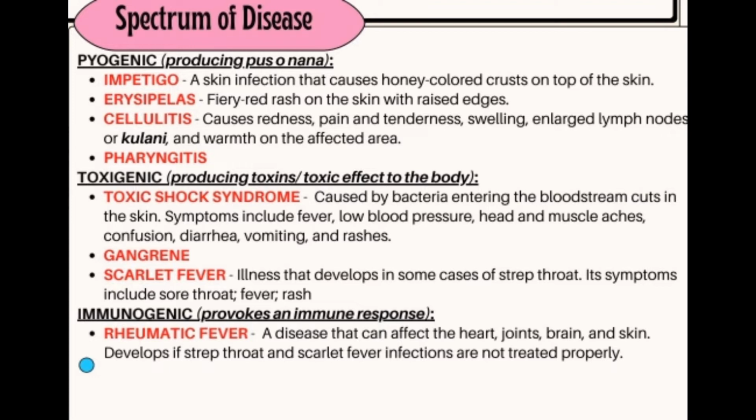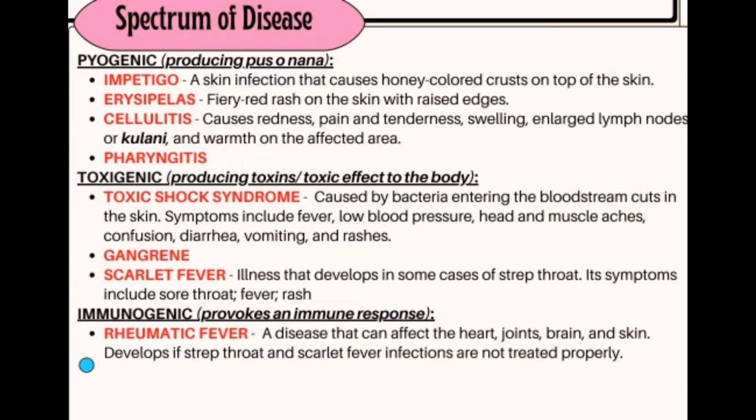So first we have toxic shock syndrome. It is a rare but serious medical condition caused by bacterial infection. It results from bacterium getting into the bloodstream and producing toxins. Sometimes it is associated with tampon use.